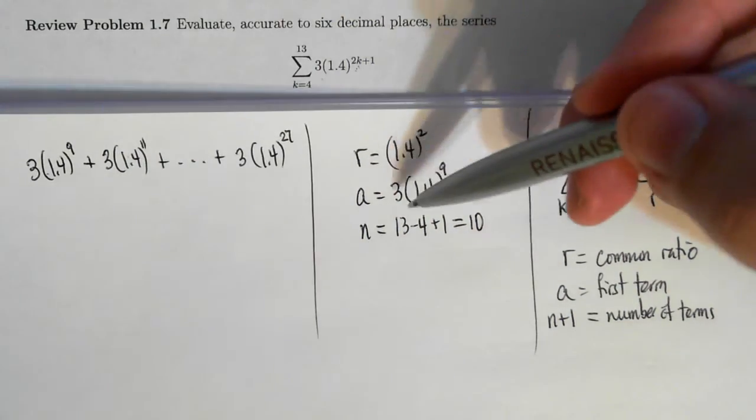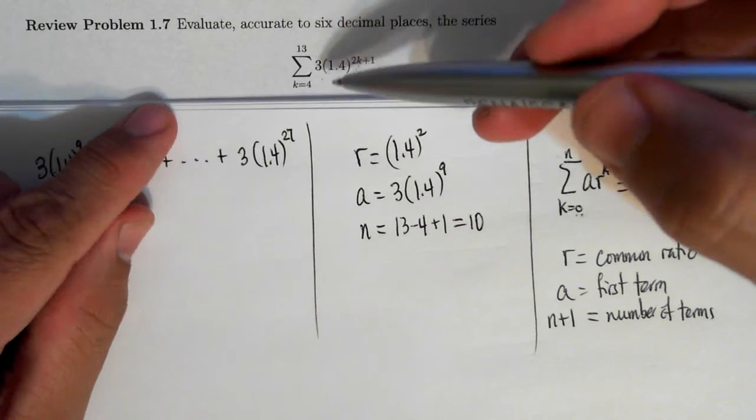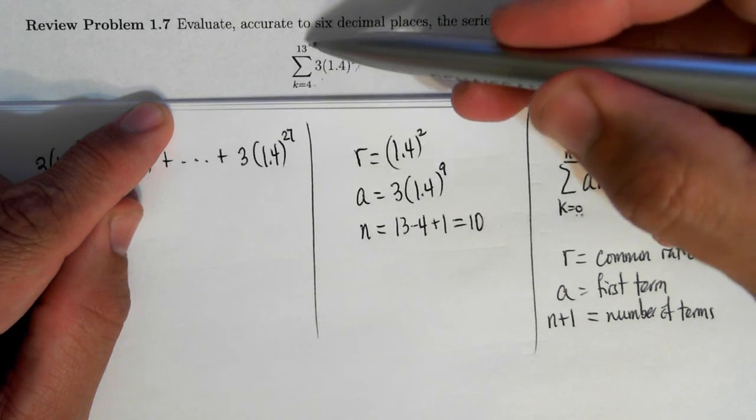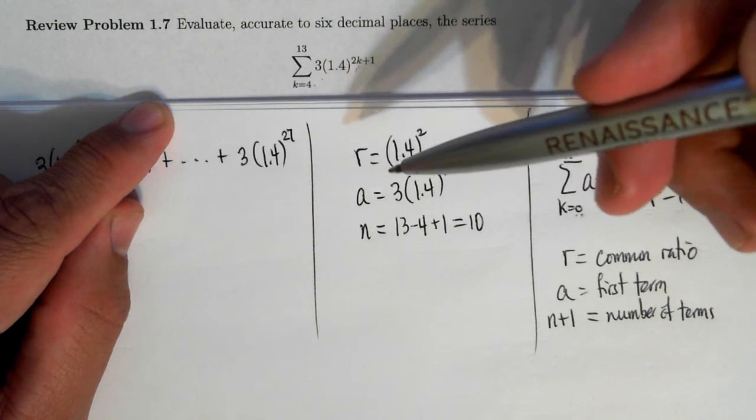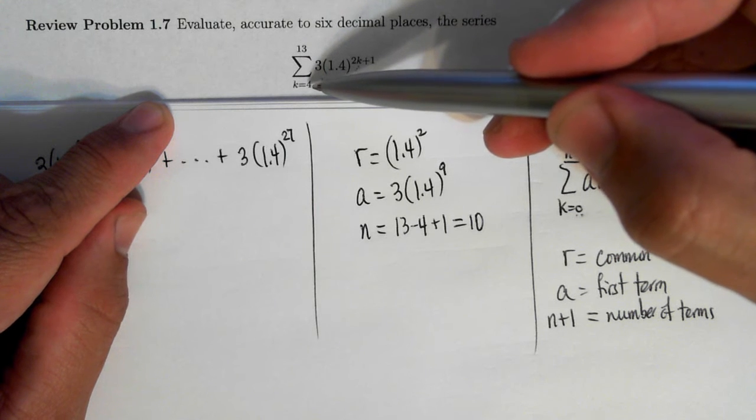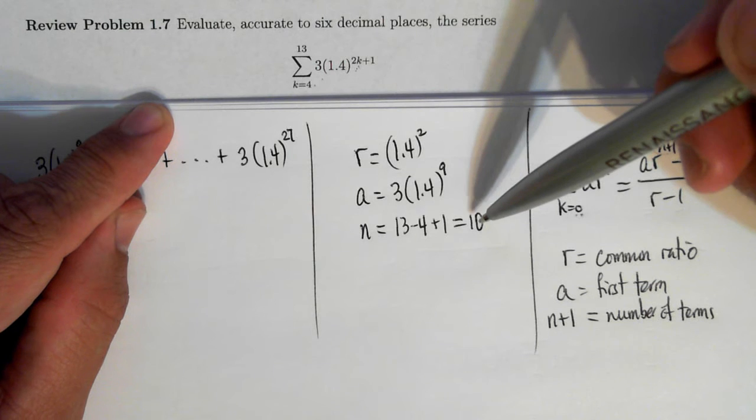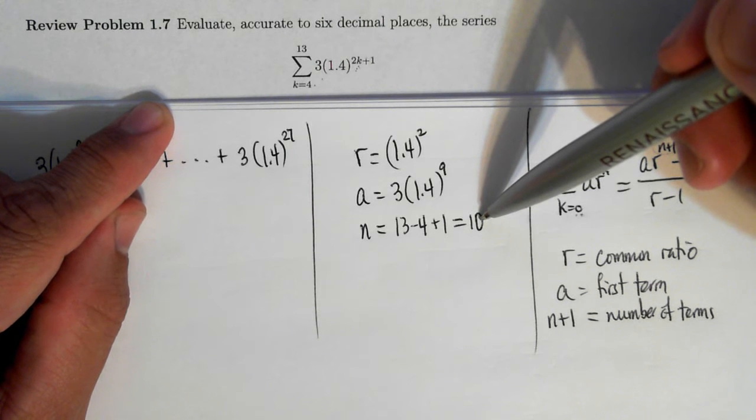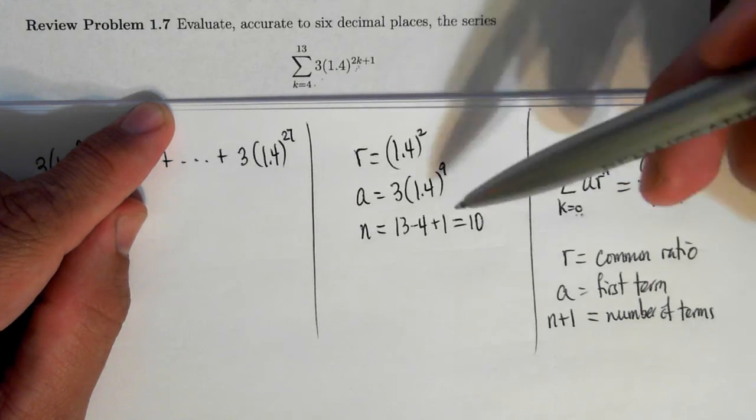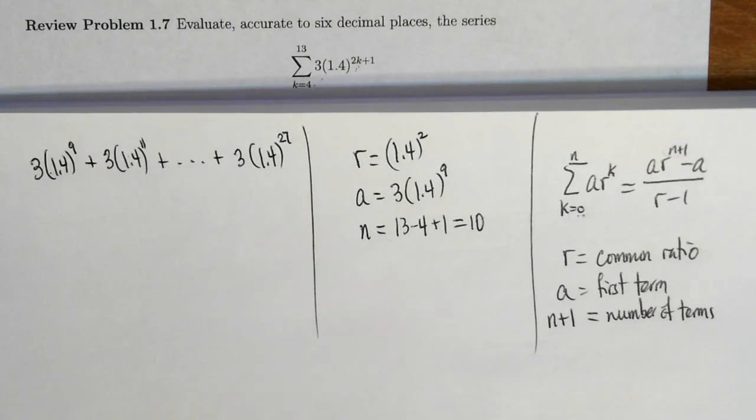So I can do that as 13 minus 4 plus 1. Another way to see this is that if this was k equals 1 to 13, then there'd be 13 terms. But I'm starting on 4, so I'm missing the 1, 2, and 3 terms. So it's not 13 terms, it's going to be 3 less than 13 because I'm not including the k equals 1, k equals 2, and k equals 3 terms. Either way, I get 10 terms.